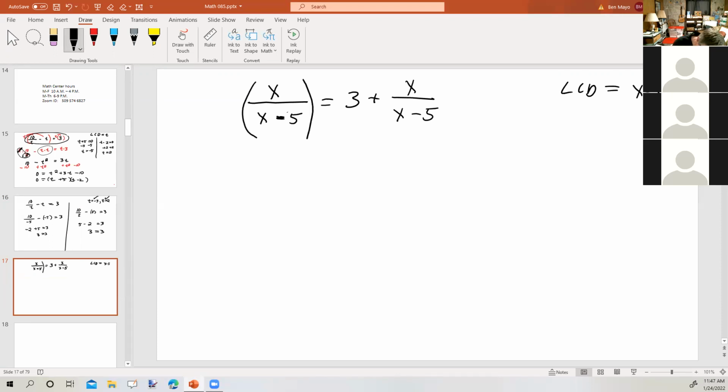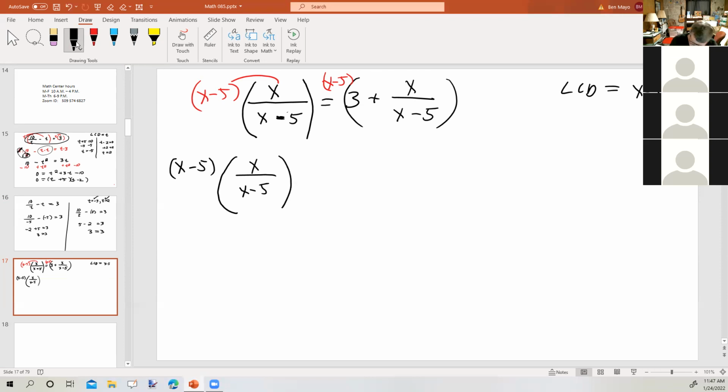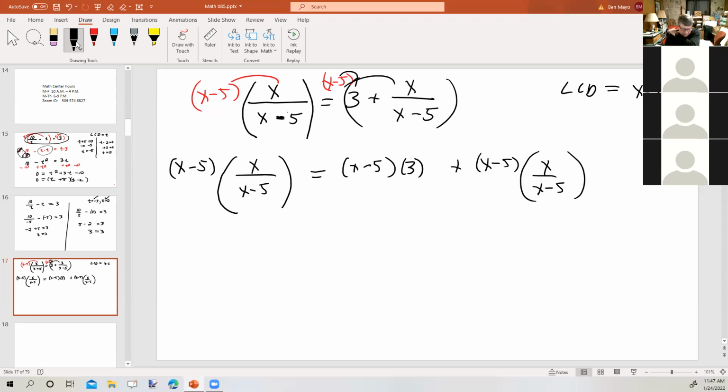So we're going to multiply this side by x minus 5 and this side by x minus 5. So distributing, I get x minus 5 times x over x minus 5 equals x minus 5 times 3 plus x minus 5 times x over x minus 5. Okay? Any questions there?